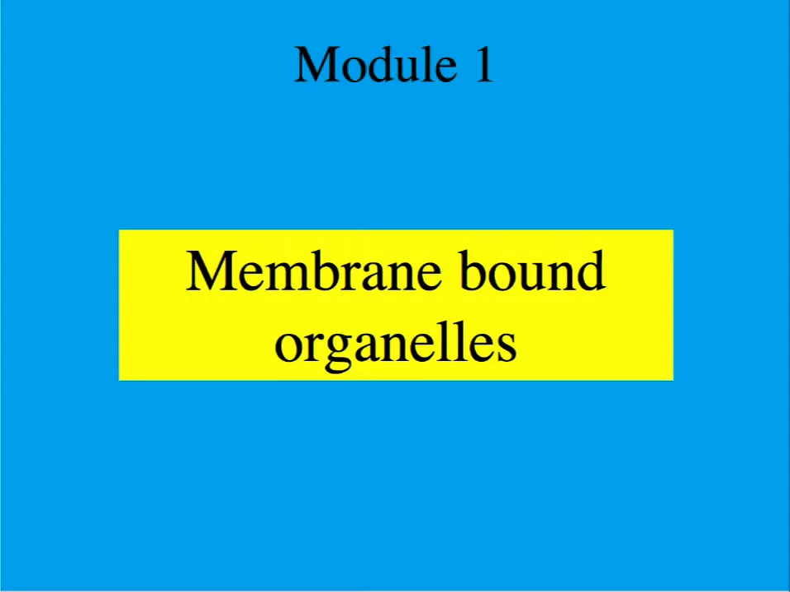So the first module will just talk about other structures which are bound by membranes that are normally found inside eukaryotic cells. Remember that the vast majority of prokaryotic cells only have their plasma membrane, and there is no internal membrane whatsoever. There are some exceptions. Some photosynthetic bacteria and some specialized bacteria have internal membranes, which are basically infoldings of the plasma membrane. But let's not dwell on that fact.